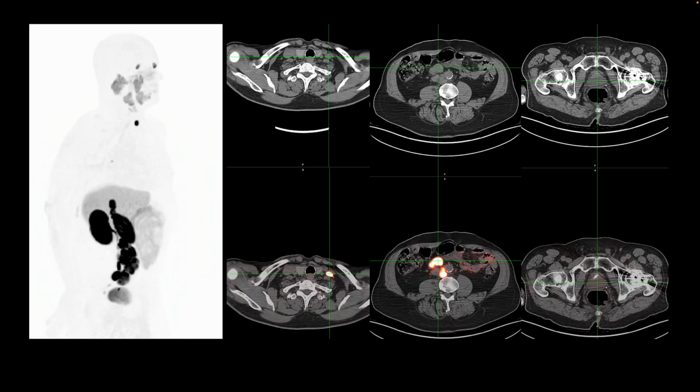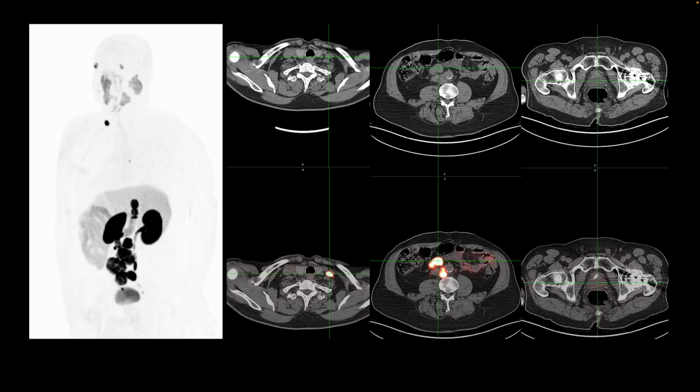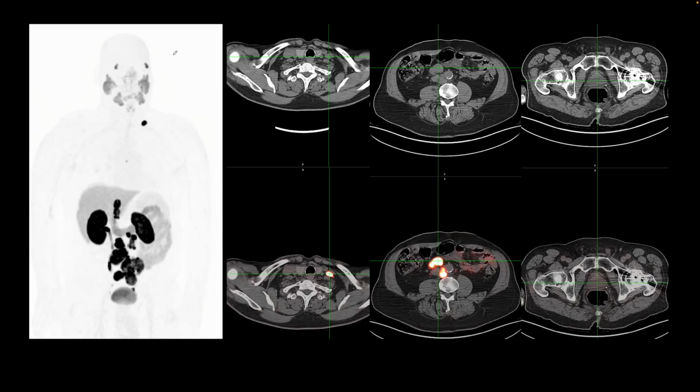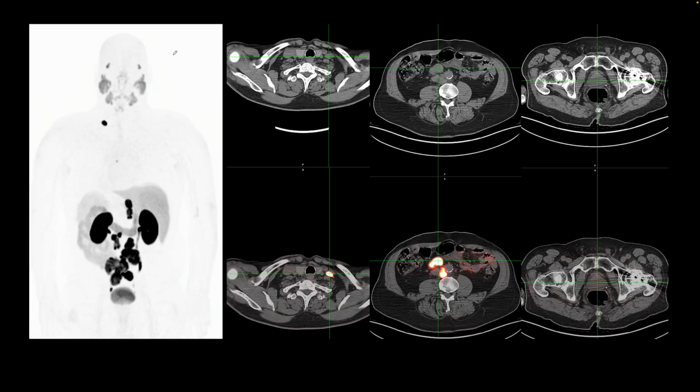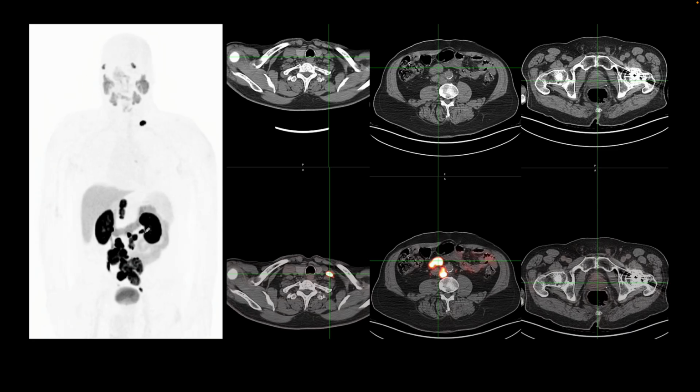Let's start by looking at the rotating image. So we see physiologic uptake in the lacrimals, which is characteristic of PSMA PET-CTs. And we see salivary gland activity, excretion from the kidneys into the bladder. Then we see all of this extensive retroperitoneal lymphadenopathy in the abdomen and pelvis with increased uptake consistent with metastatic disease from prostate cancer.